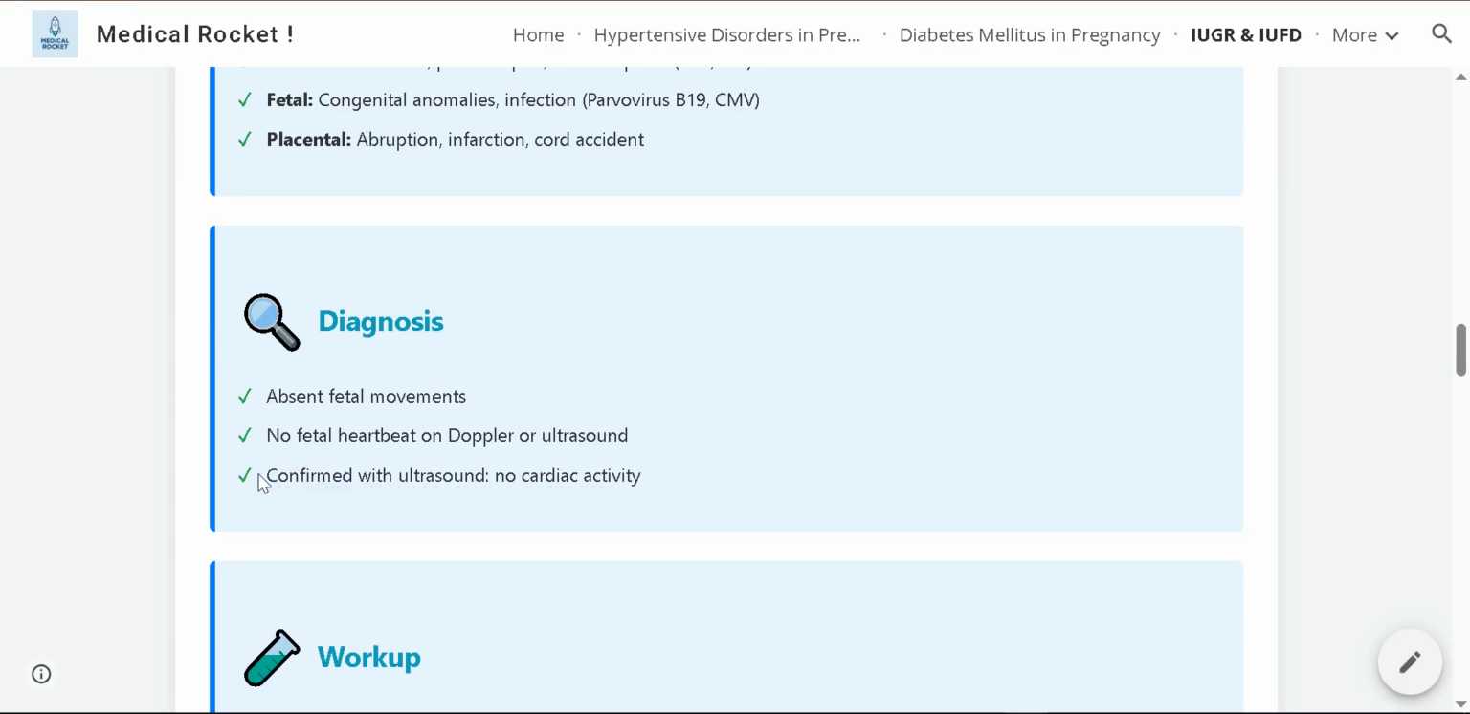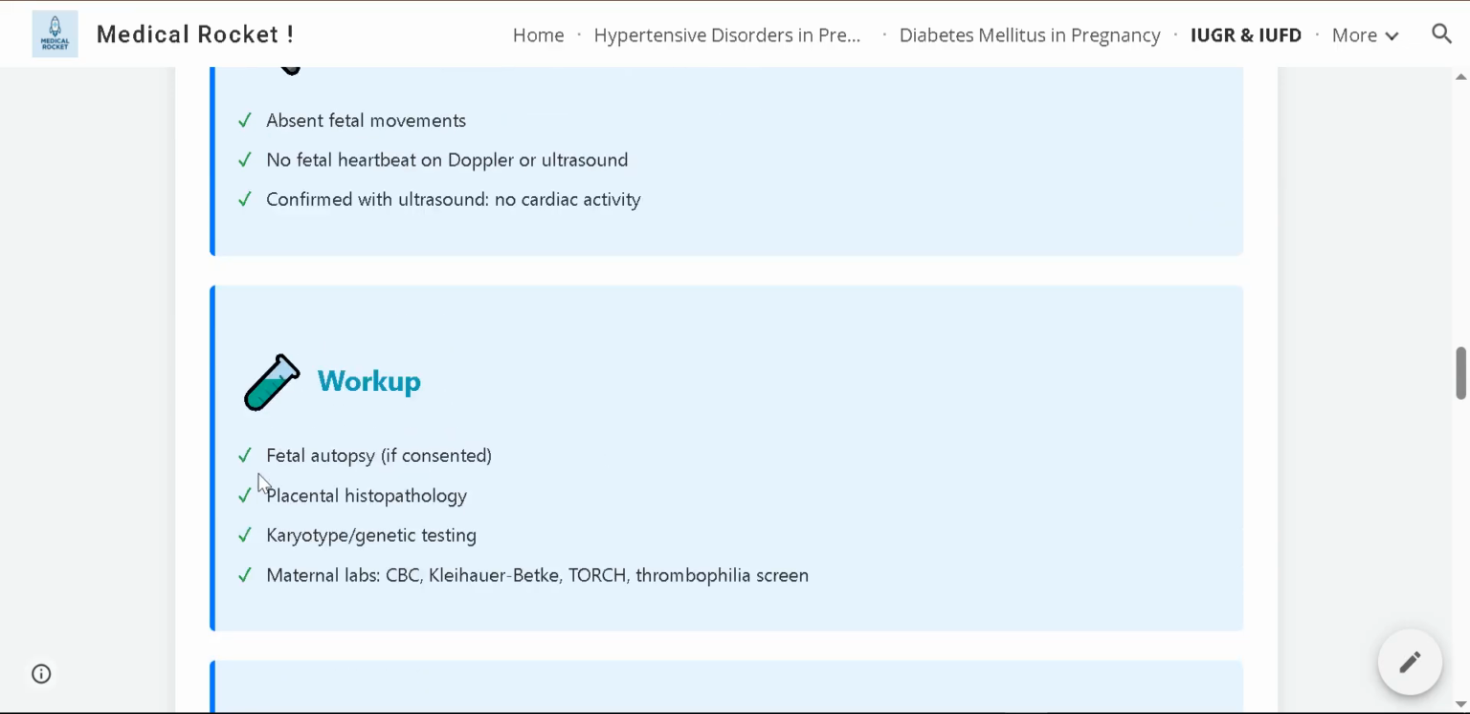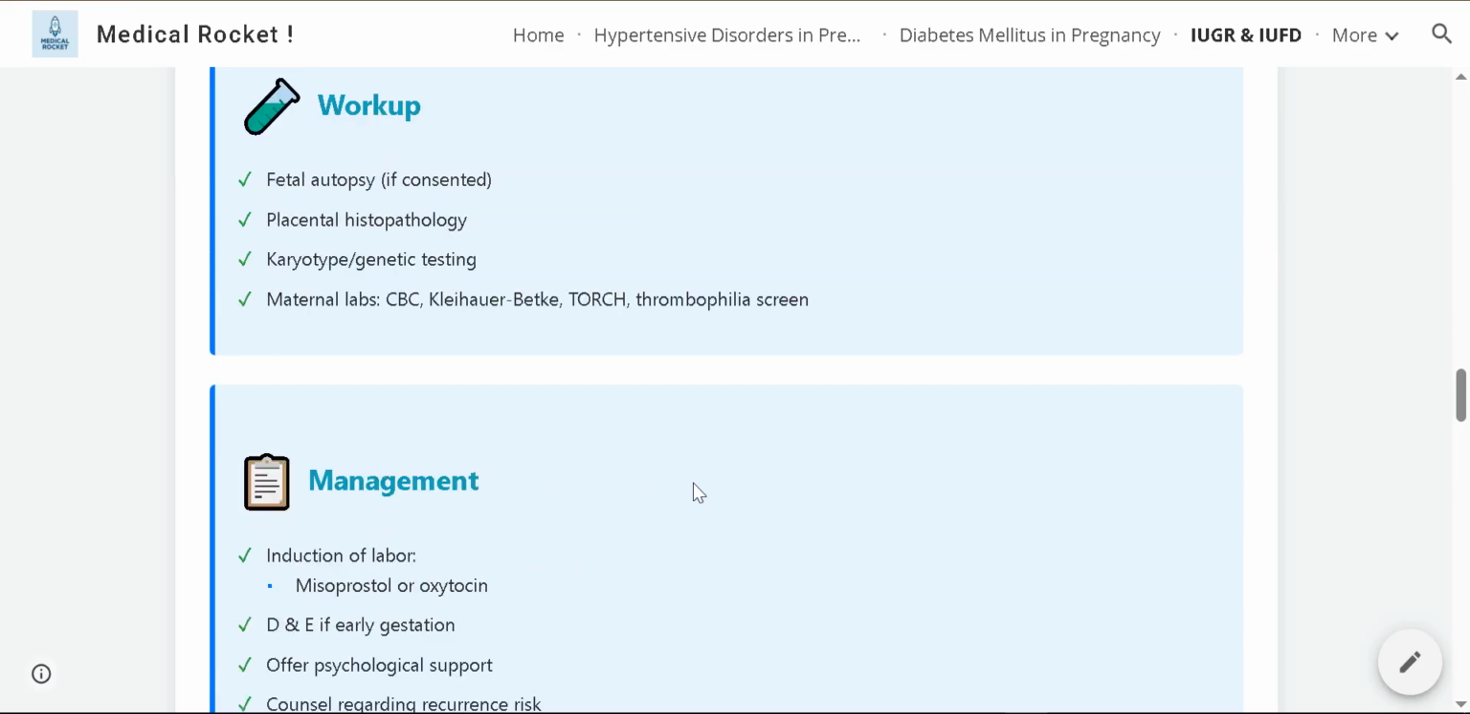Next, the workup. Always aim to find the cause. Fetal autopsy, if consent is given. Placental histopathology, infarction, abruption, infection. Karyotype or genetic testing, rule out chromosomal causes. Maternal labs, CBC, Kleihauer-Betke for fetal maternal hemorrhage, TORCH serologies, thrombophilia screen, especially if there's a history of prior losses.